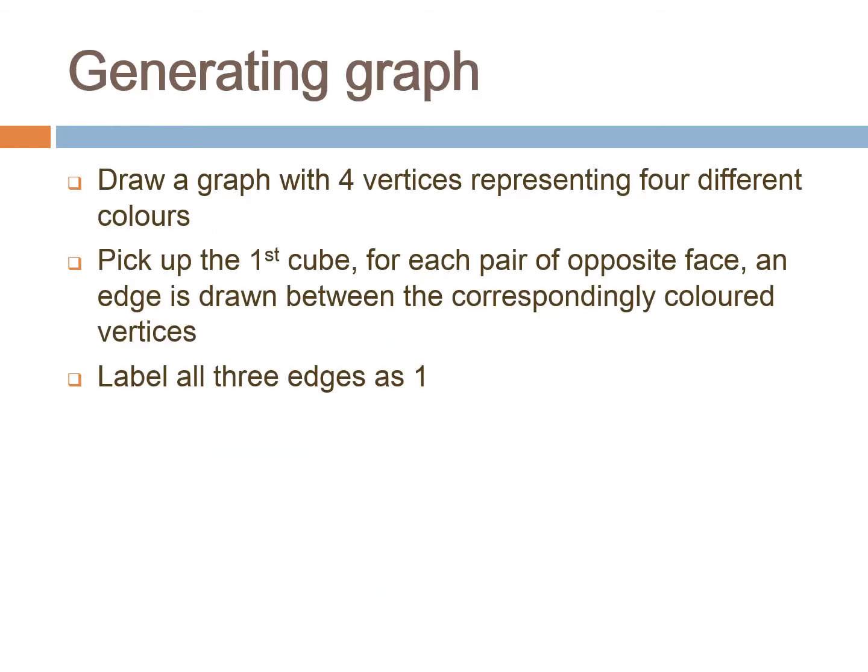In order to find the solution, we need to convert the real problem into a graph theoretic problem. For that, we first construct a graph to represent the colors of the 4 given cubes. Start a graph with 4 vertices. These 4 vertices represent the 4 colors of our problem. Label them as R, G, B and W. Now pick up the first cube. For each pair of opposite faces, we draw an edge in the graph between the correspondingly colored vertices.